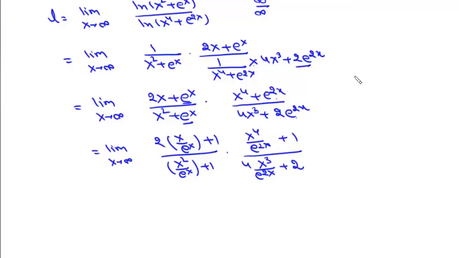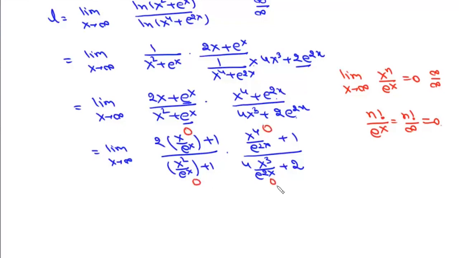Now we know the standard result that this limit x tends to infinity, x to the power n upon e to the power x, it is 0. And it is very easy to prove. This is infinity upon infinity form. So we'll keep using L'Hopital's rule. It will always be infinity upon infinity form. So if we differentiate this n times, we'll get this as factorial n upon e to the power x. Now this is factorial n upon infinity, which is 0. So this limit will always take the value 0. So this is 0, this is 0, this is 0, this is 0. That means from here we can say value of L is simply 1 by 2.